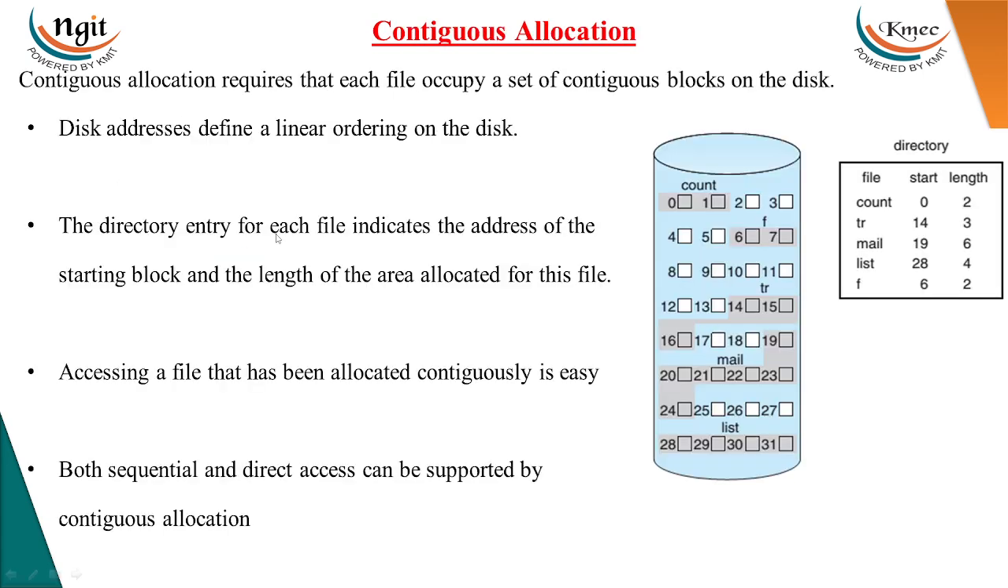Contiguous allocation requires each file to occupy a set of contiguous blocks on the disk. So we need to assign a set of contiguous blocks on the disk. That means the entire file is present at one place, a sequence of blocks. So that particular sequence of blocks is where we need to store the data.